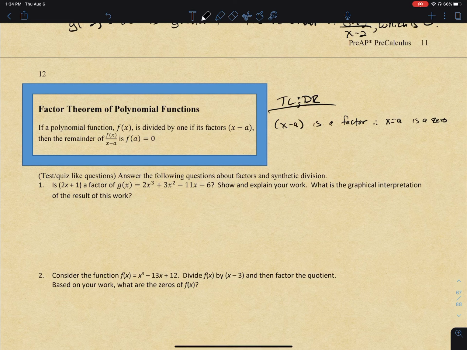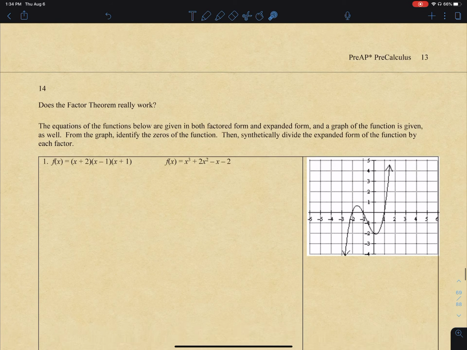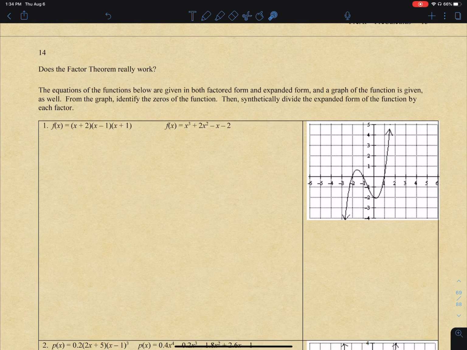So let's check this out. Before we look at these test and quiz-like questions, let's see if we can kind of give an idea if this actually works. Does the factor theorem actually work? The equations of the functions below are given in both factored form and expanded form, and a graph of the function is given. From the graph, identify the zeros of the function. Then synthetically divide the expanded form of the function by each factor.